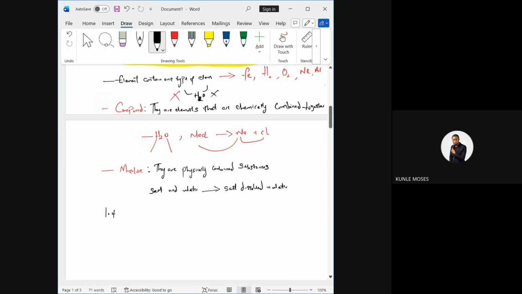I believe you understand what an element is. Let me take it for the last time. Elements are substances that contain just one type of atom. So anytime you see they write just one element, maybe chlorine, iodine, astatine, calcium, carbon, or anything, it is an element.